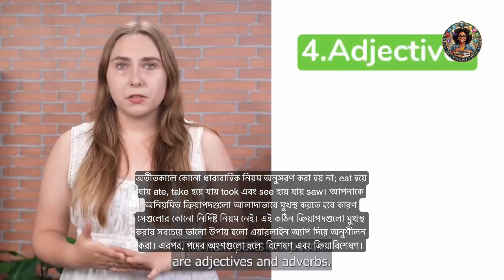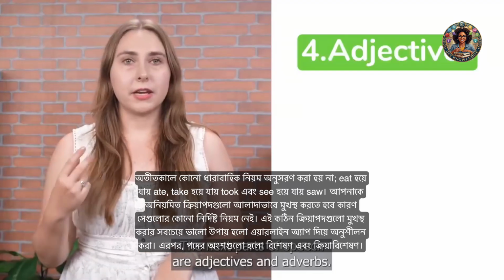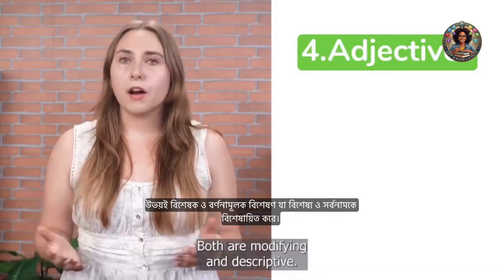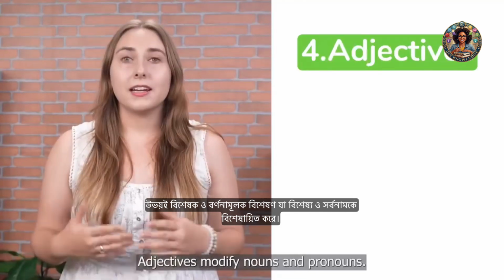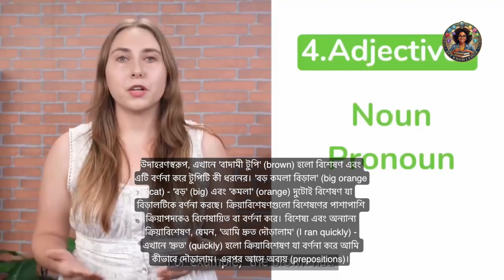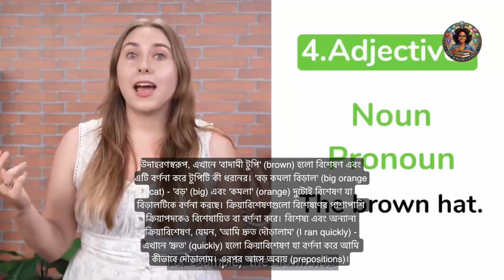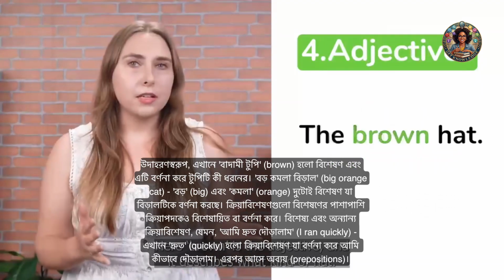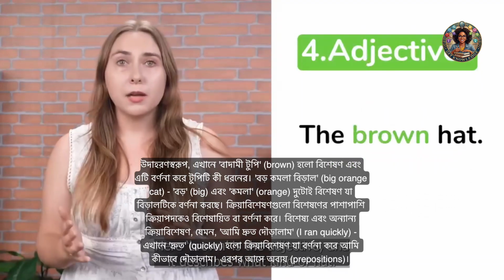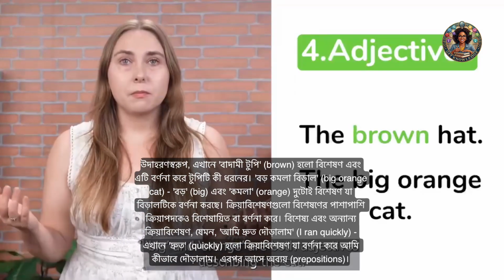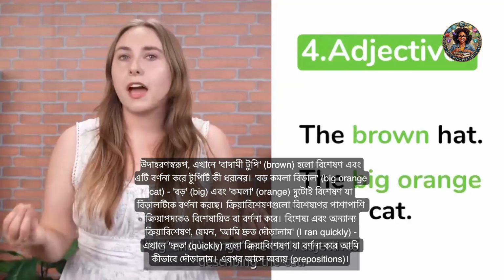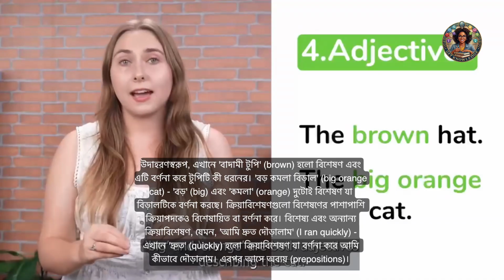The next parts of speech are adjectives and adverbs. Both are modifying and descriptive. Adjectives modify nouns and pronouns. For example, the brown hat. Here, brown is the adjective and it describes what kind of hat. The big orange cat. Big and orange are both adjectives describing the cat.